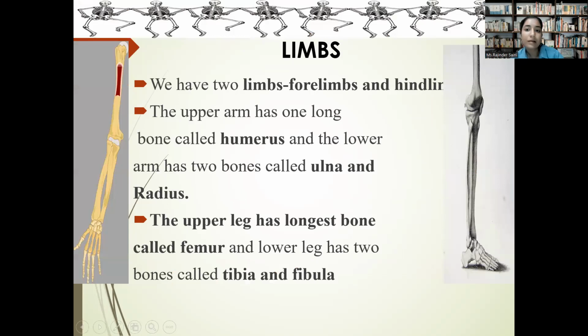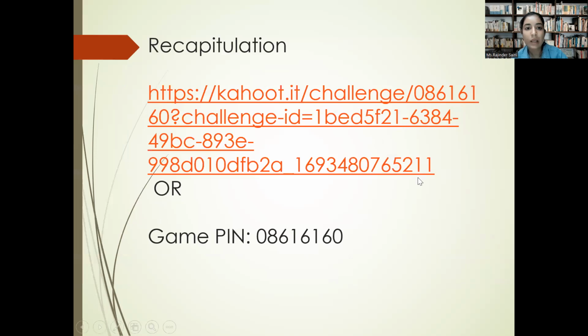Talking about the fourth part, limbs, we have two kinds of limbs, forelimbs and hind limbs. The upper arm has one bone called humerus, and the lower arm has two bones, ulna and radius. Similarly, the upper leg has the longest bone, the thigh bone, called femur, and the lower leg has two bones called tibia and fibula. So let's recapitulate what we have done.